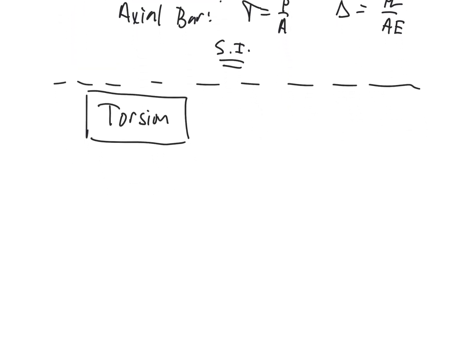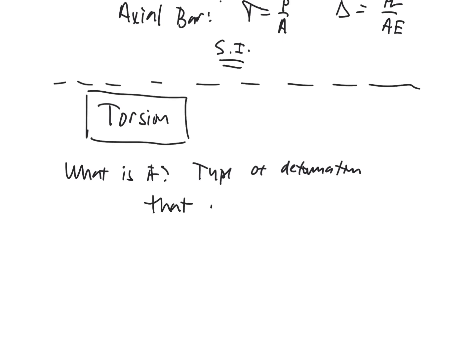And torsion is actually a deformation process. What is it? Torsion is the way that a solid deforms to resist torque. So it is a type of deformation that resists torque.